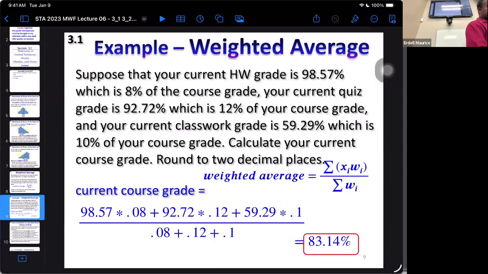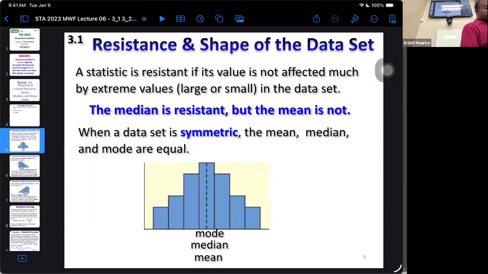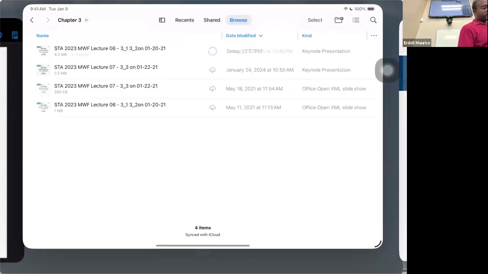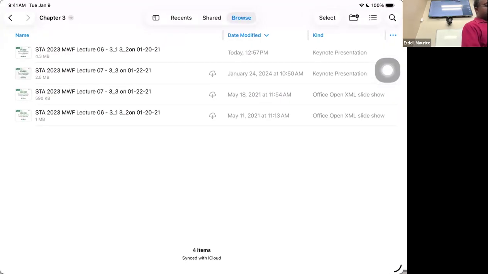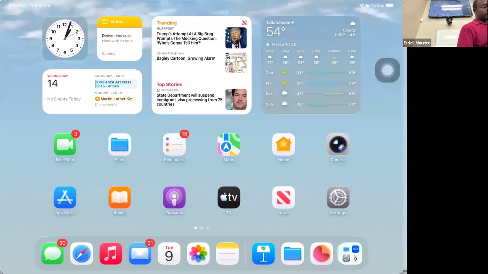All right, so let's get back. All right, so we continue 3.1. I want to double check something first. The same thing. Oh, yeah, it's the same. All right, so yeah, I'm right.